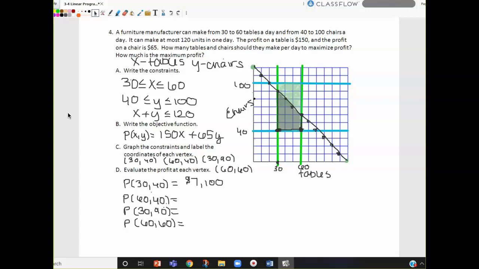And then if you plug in your next point of 60, 40, we would assume if we're making more tables in a day that I'm going to make more money, which you do. So you have 11,600. If you plug in 30, 90, we're now producing more chairs and fewer tables, and you would make 10,350. And then if you made an equal number of tables and chairs, you would have 12,900.